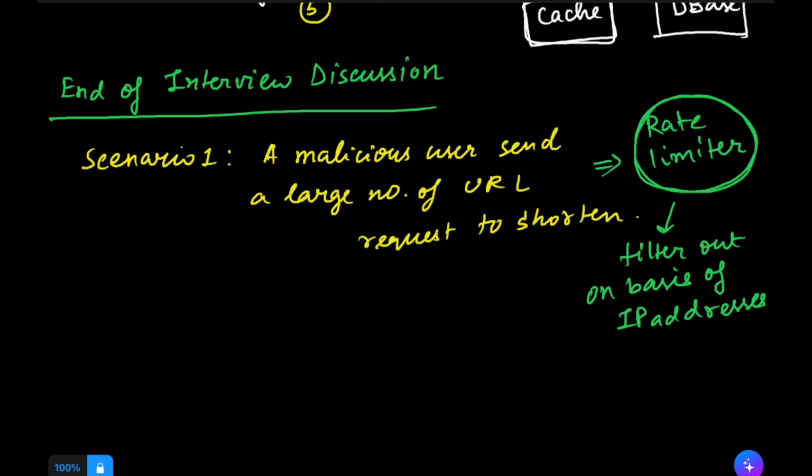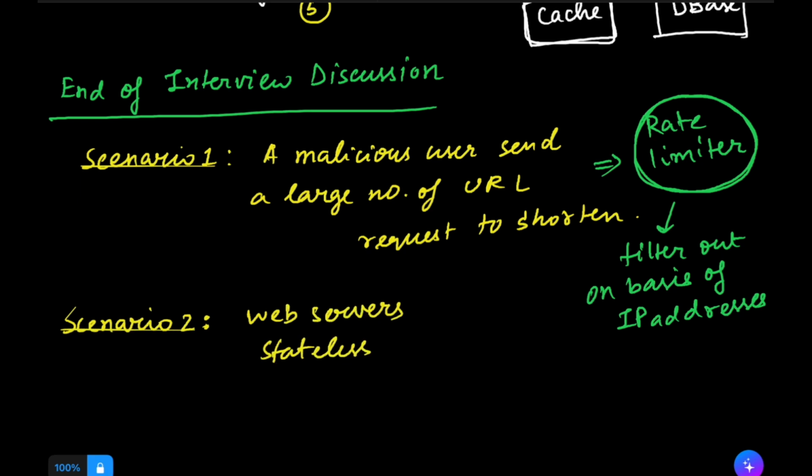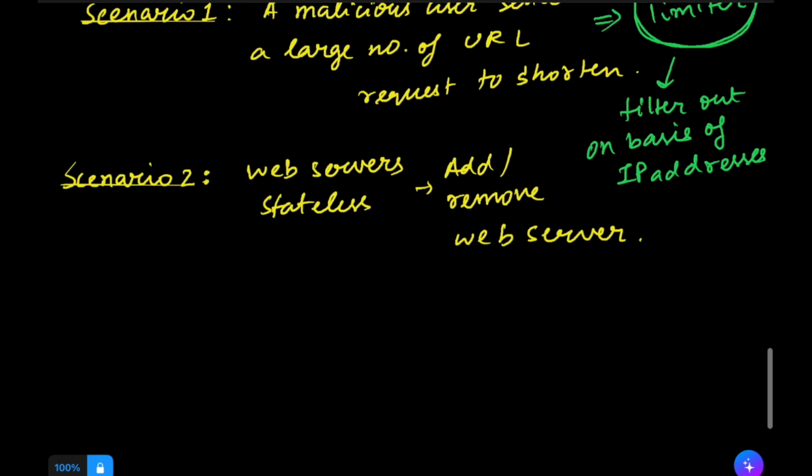Another scenario: suppose a huge number of valid requests come in and the load balancer redirects them, but the web servers are all busy. Since our web servers are stateless, we can add or remove web servers as we want depending on the load. So we have to make our web tier stateless. This is also an interesting observation which we can discuss.